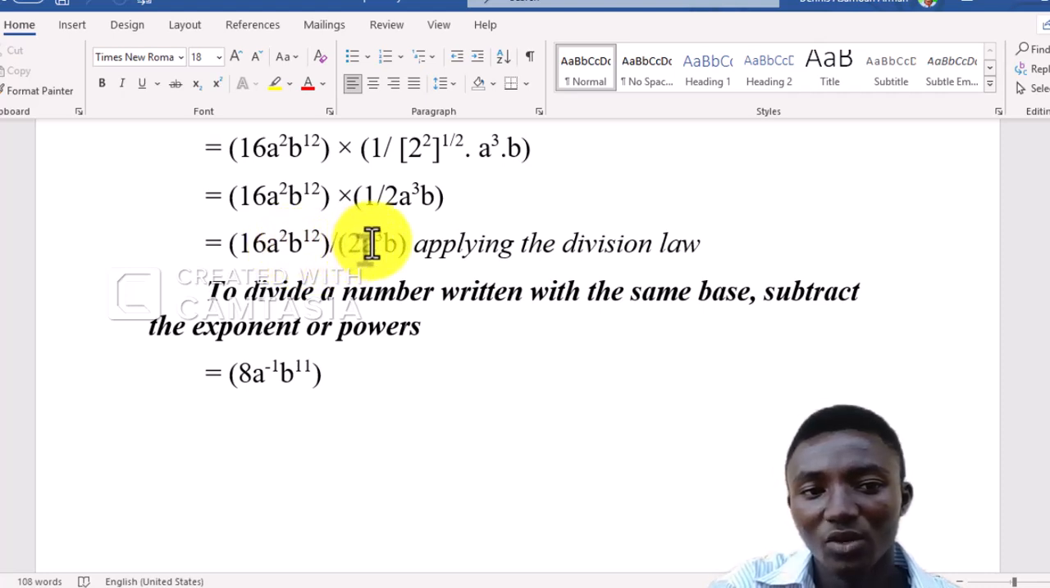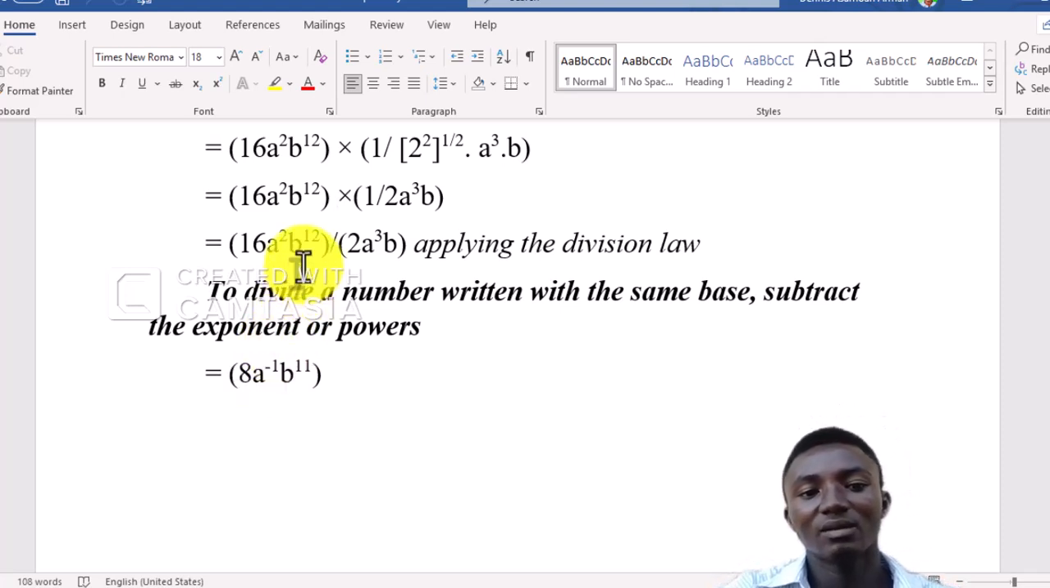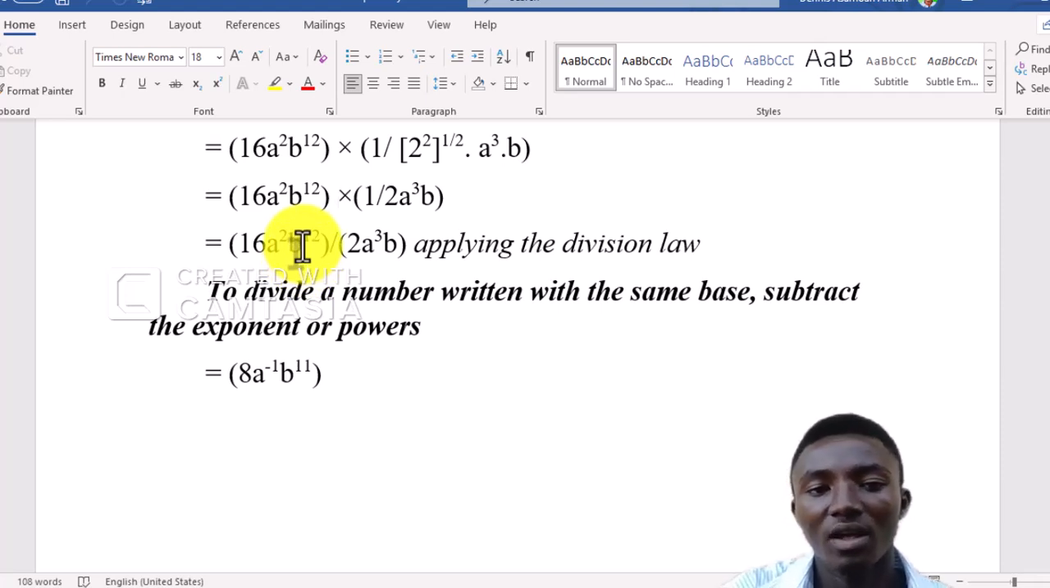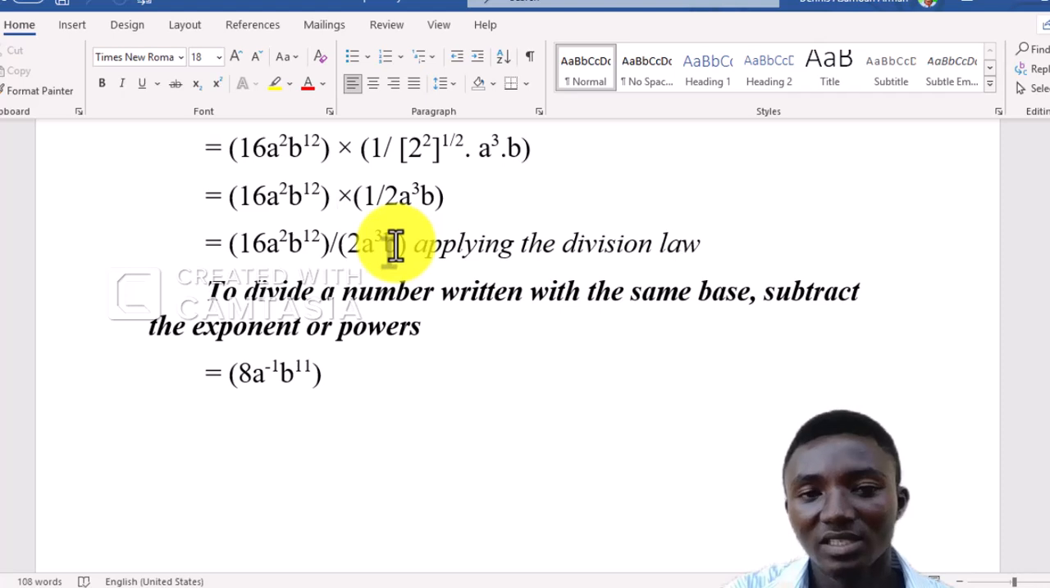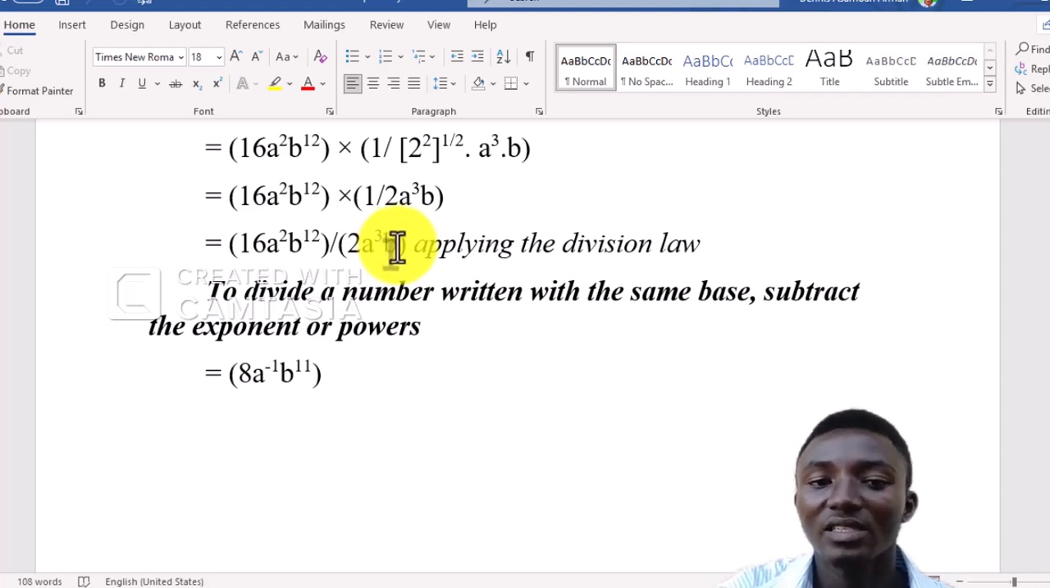3. Is that clear? You'll get something like a raised to the power negative 1. Okay, then the b. Don't forget, b is b raised to the power 12, and we have b raised to the power 1. I keep on telling you this: anytime you have a constant figure there, it shows that it is raised to the power of 1, but normally we don't write it. So this tells you that it's 1 here.